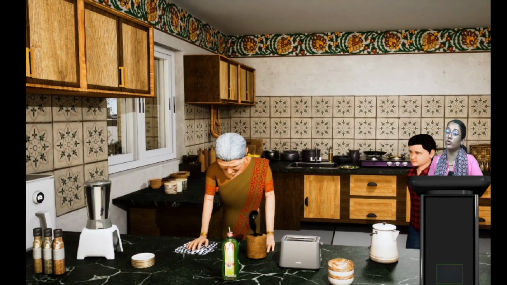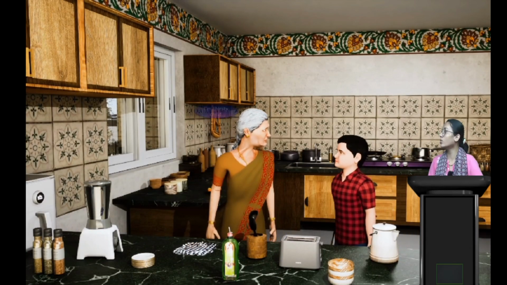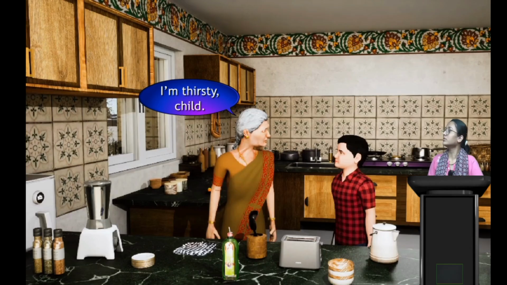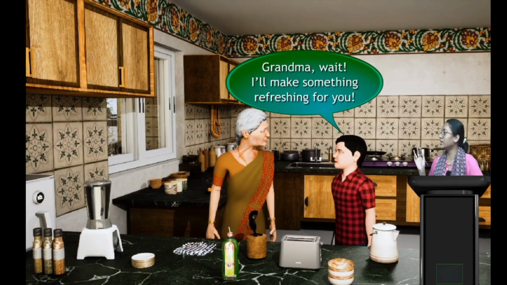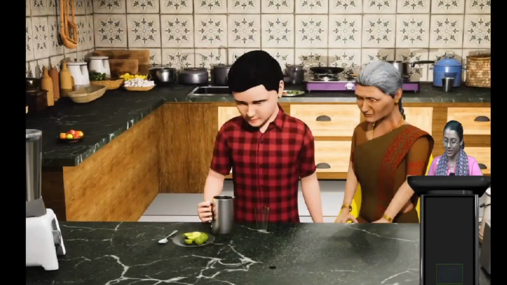Okay, after that, now we will be observing one small story. There is this old grandmother. She is telling him that she is thirsty, child. He tells his grandmother, grandma, wait, I will make something refreshing for you. He is willing to make something refreshing for his grandmother as she is thirsty. Let's see what he is making.